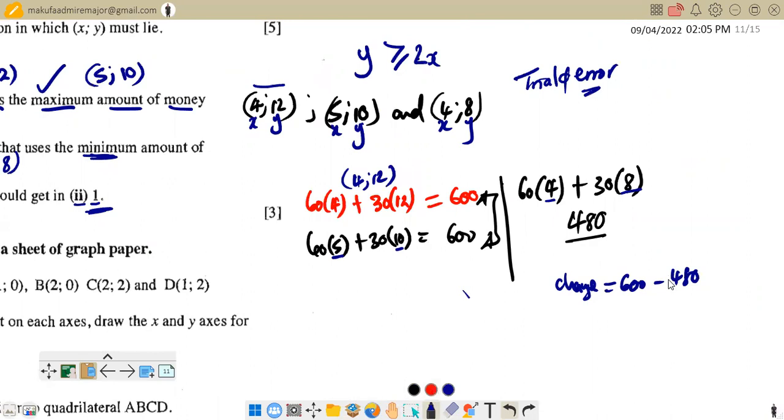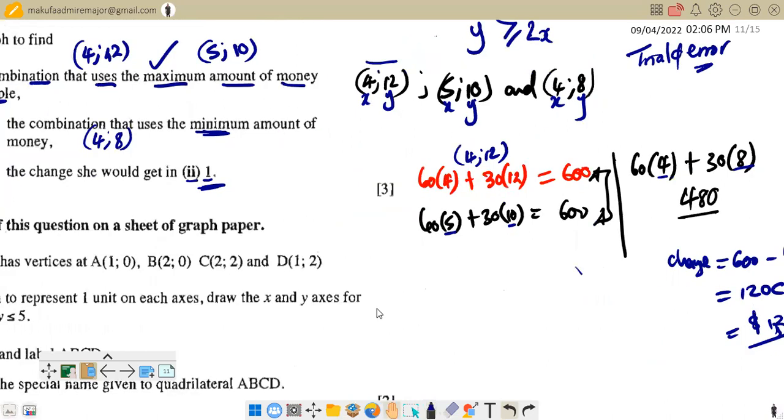So that would be your change. 600 minus 480 is going to give us 120 cents. So this is going to be 120 cents, or you can write this as $1,20, okay? So it's going to be $1,20, or just 120 cents. So that was it, guys, on this typical question that we had.